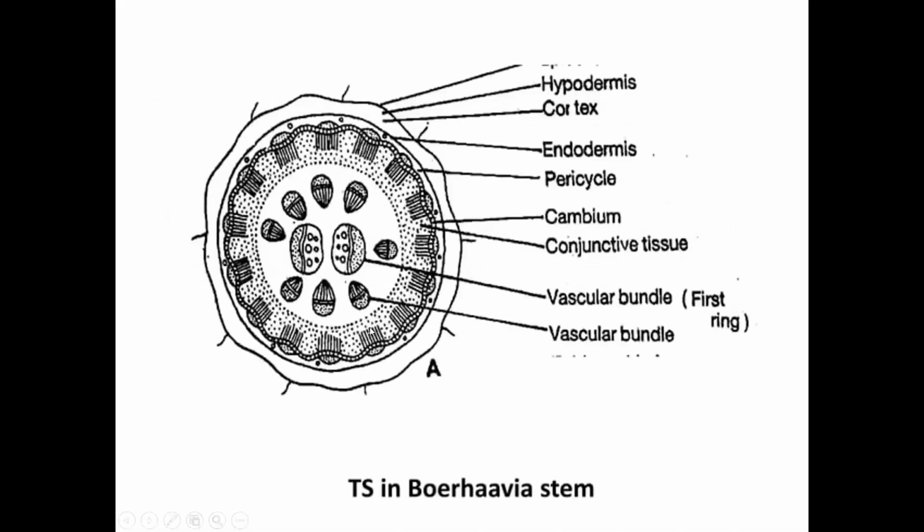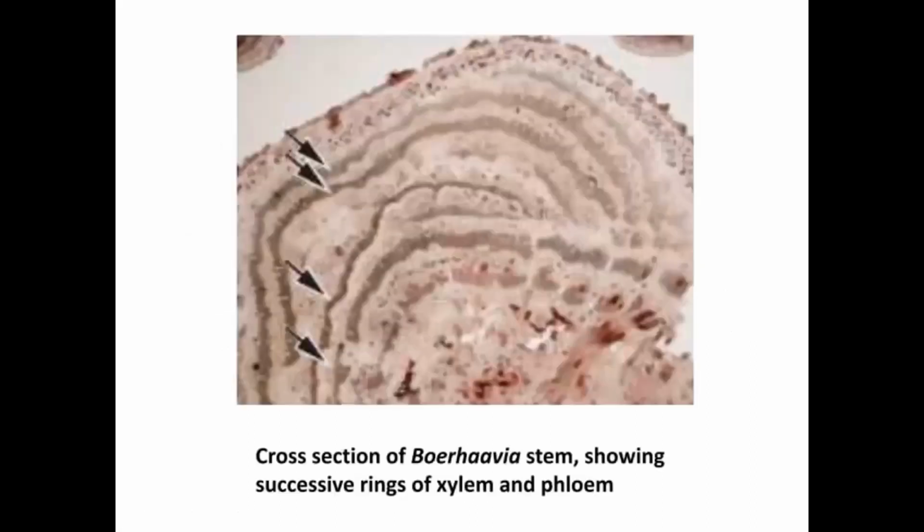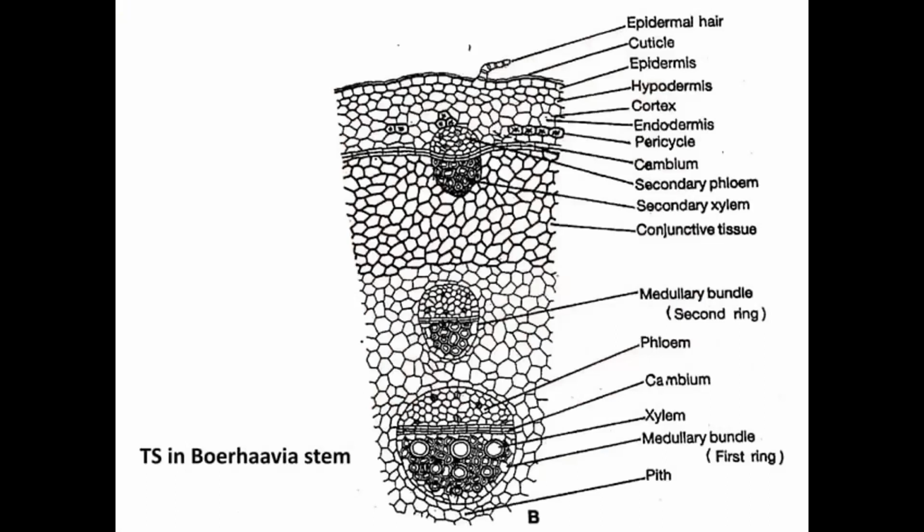So this one is the TS of Boerhaavia stem. Here these are the central two larger vascular bundles. These are the middle ring, which contains 3, 4, 5, 6, 7, 8 vascular bundles, and this one is the outer ring. Here it is involved in the secondary growth. This region is the vascular bundle region, producing secondary xylem, whereas in between these vascular bundles it produces the conjunctive tissue. So this is about the anomalous secondary growth.